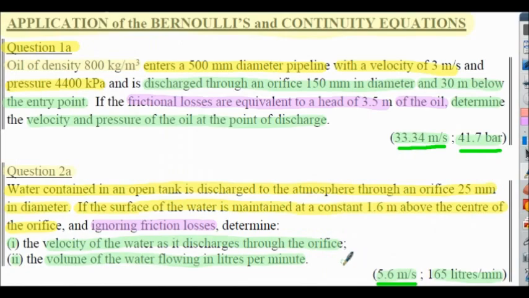And for part 2, knowing the velocity from part 1 and calculating the area of the outlet, we can find the volumetric flow rate through the outlet, station 2, position 2. But notice the answer required is in litres per minute. So I'd encourage you to stop the presentation and attempt questions 1A and 2A, but I will briefly show you the full work solutions on the following slides.